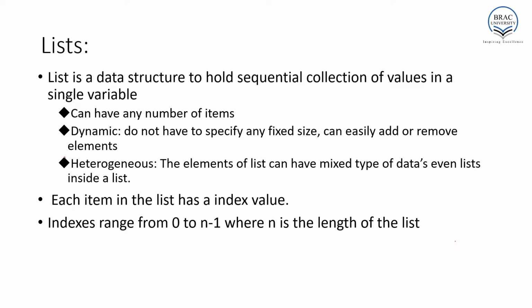Number three, heterogeneous. It means there can be multiple elements of multiple different data types in a list. Even in the later slides, you'll see that a list can also hold multiple lists. Each item in a list has an index value, meaning it has a specific location. The index range, or the position, ranges from 0 to n-1, and this n is the length of the list.